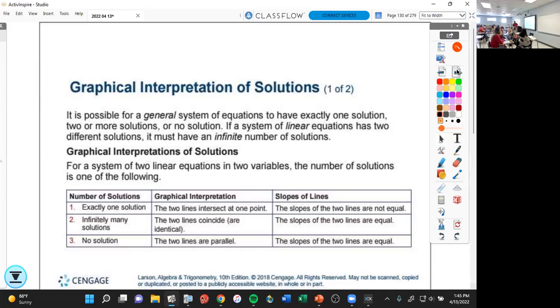For a system of equations in 2 variables, the number of solutions is one of the following: exactly one solution, infinitely many solutions, no solution. No solution means the lines are parallel. Infinitely many solutions means the lines coincide, they're the same line. Exactly one solution, they cross once. Notice for infinitely many solutions and no solutions, they have the exact same slope. Kind of makes sense, right? Parallel lines, same slope, same line, same slope, common sense.